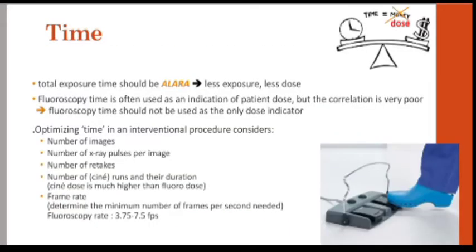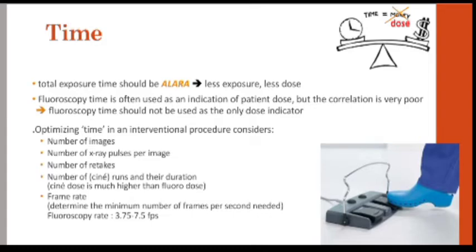Time: total exposure time should be ALARA, as low as reasonably achievable. Less exposure, less dose. Fluoro time is often used as an indication of the patient dose, but the correlation is very poor. Fluoro time should not be used as the only dose indicator. Optimizing time in an interventional procedure considers the number of images, number of X-ray pulses per image, number of retakes, number of cine runs and their duration.